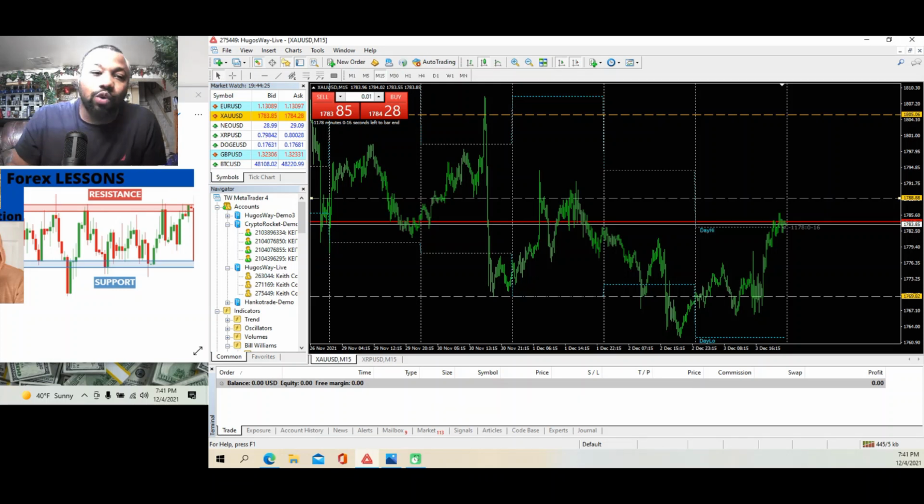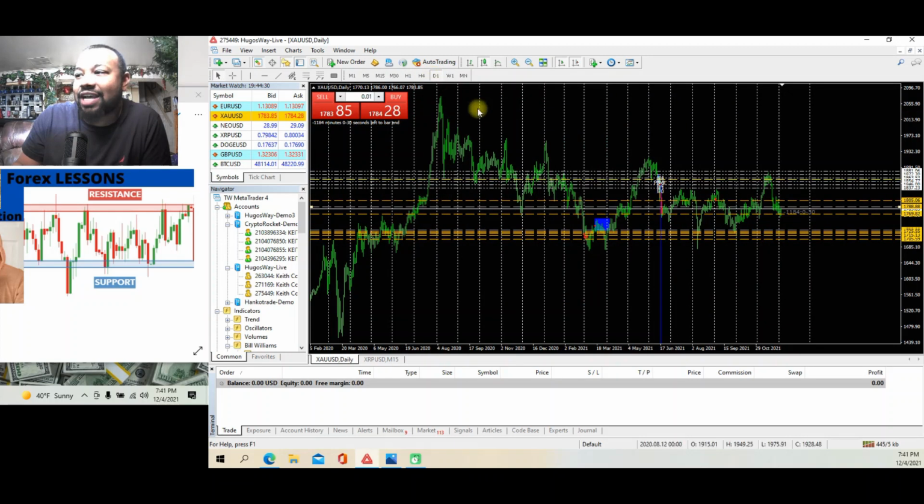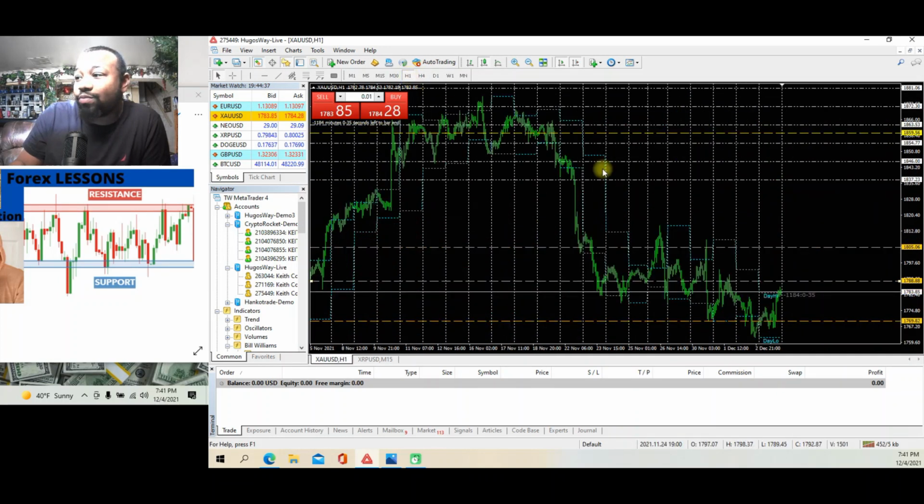So also when you're plotting support and resistance, you really want to go back to a daily time frame. As you can see, I have a lot of big support and resistance areas. So when you draw back down to your smaller time frames, you can see how price really bounces off of these areas. So that's a big thing.